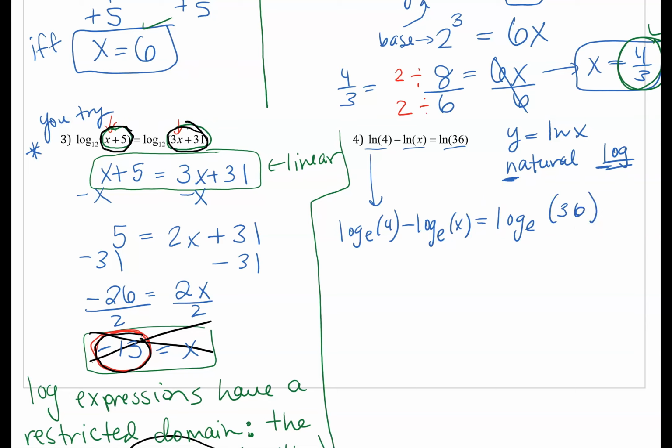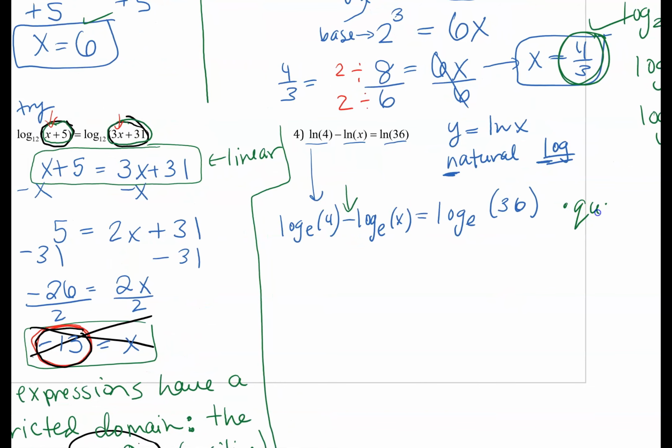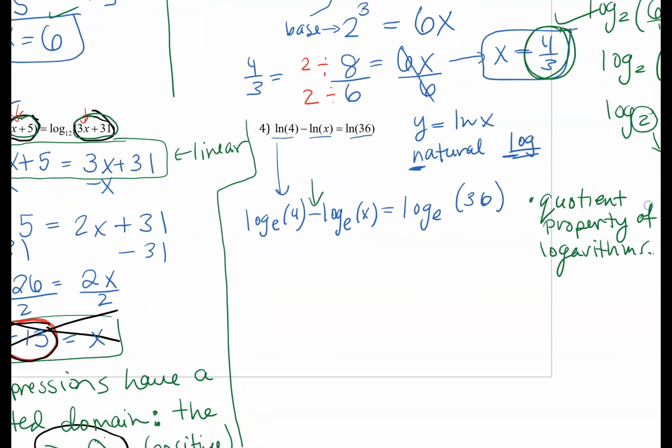So I noticed that these logs are being subtracted. So what I'm going to use here is called the quotient property of logarithms. The quotient property says that if you're subtracting two logs, you can combine the logs together, same base, log base e, if you divide the inputs. So subtracting the logs means that the inputs of the logs were dividing. So then I'd get ln, or log base e of 4 over x equals ln, log base e of 36.